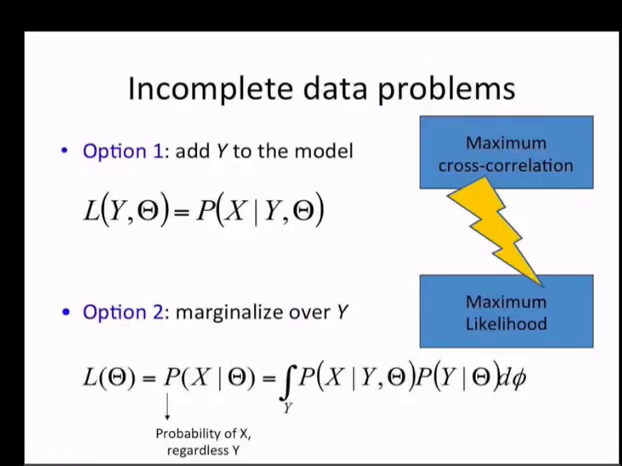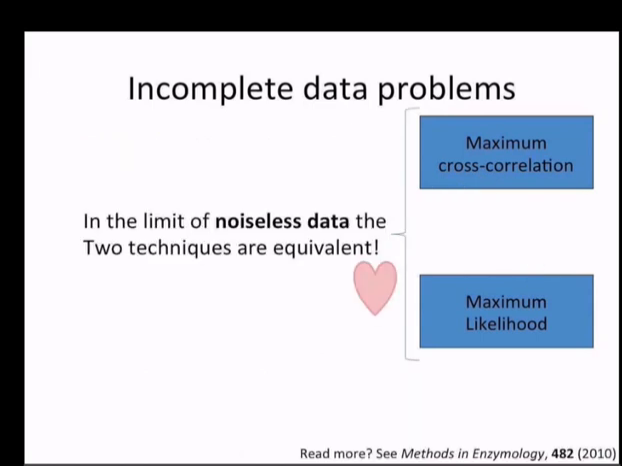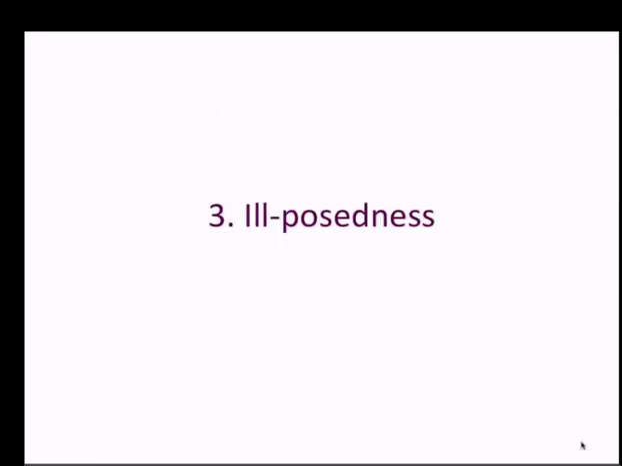Okay, so does that mean that these two methods are then completely different? No, actually, because of the similarity between the square difference term in the Gaussian function and the cross-correlation coefficient, in the limit of noiseless data, the two techniques actually become exactly equivalent. Together with Fred, we wrote a review paper in Methods in Enzymology. So if you'd like to read more about how to deal with incomplete data problems by marginalization in cryo-EM, then I would recommend reading up on that one.